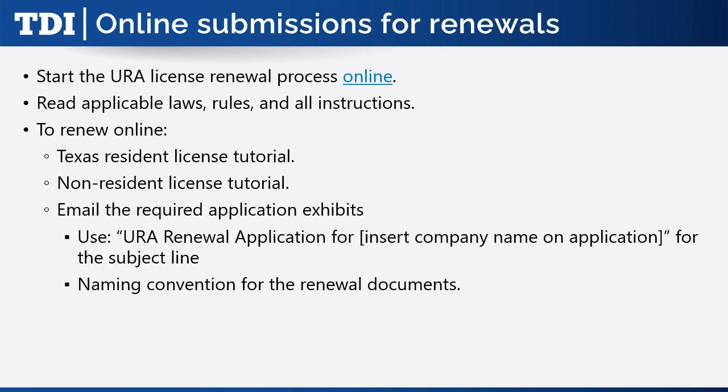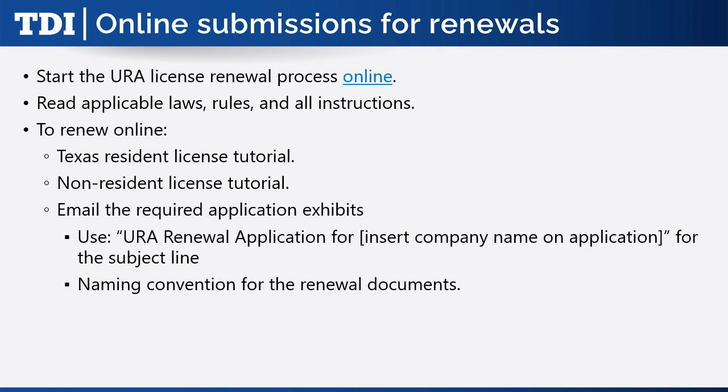You may start the online URA license renewal process directly from our website through the link on the screen or the web page provided at the end of this webinar. Once you navigate to the web page, you will see instructions near the top of the page guiding you to read the applicable laws and rules and renewal instructions. Under the links for laws and rules and renewal instructions, you will then see a red Renew Online button that will allow you to start the renewal submission online.